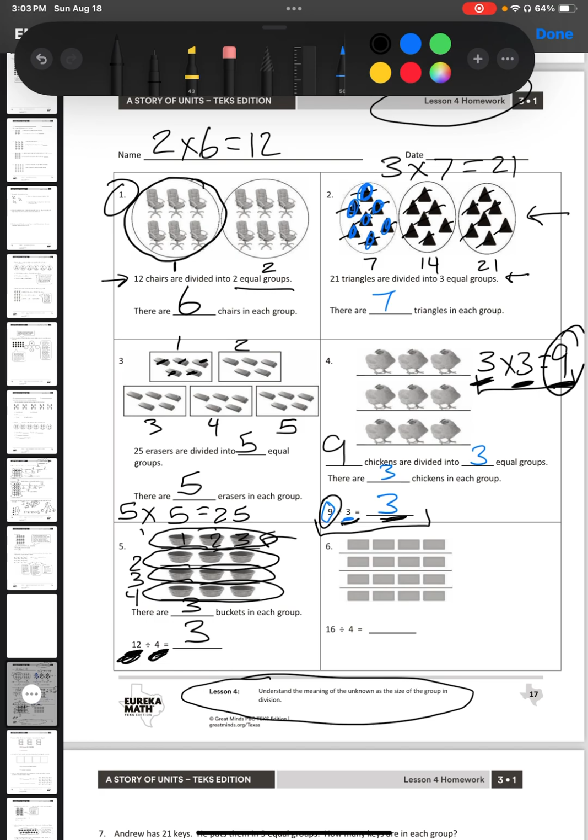That's the division sentence. The multiplication sentence we would write for this would be 4 groups of 3 equals 12 total buckets.